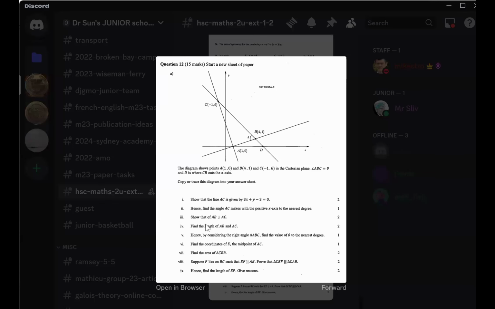Alright, I'll do 1 to 4. So you have this diagram, coordinate geometry. AC is 3x plus y minus 3. So AC is this line here. Yeah, so it's got an x-intercept. You can do lots of things.